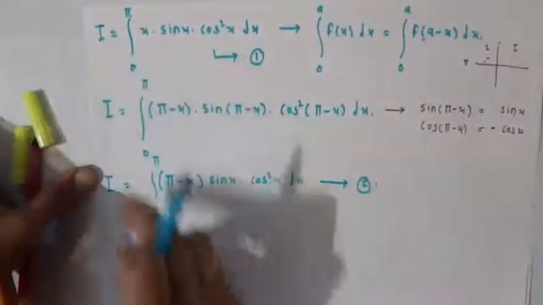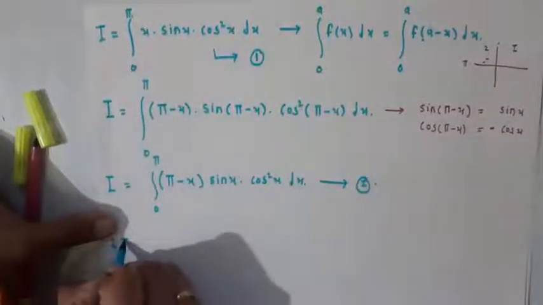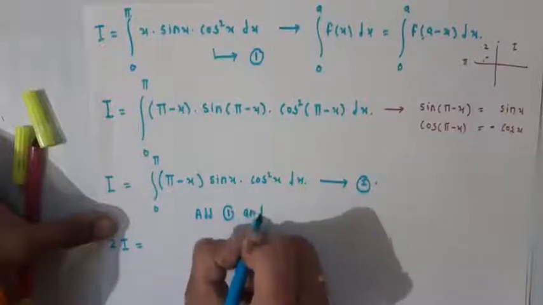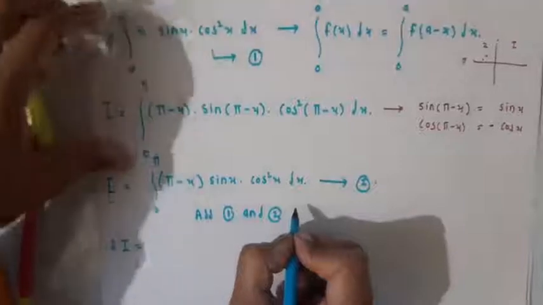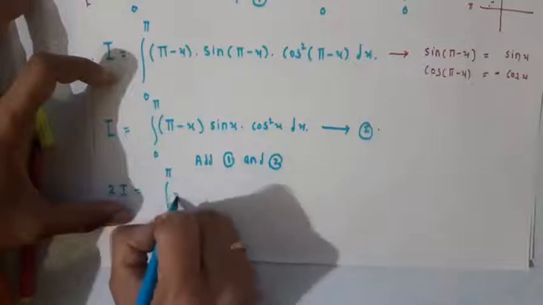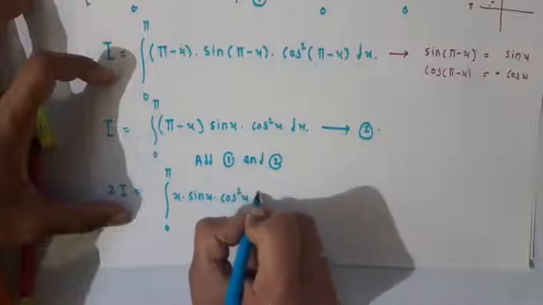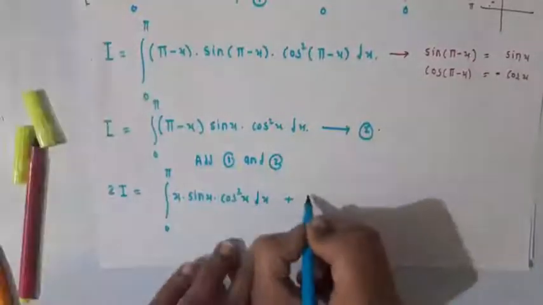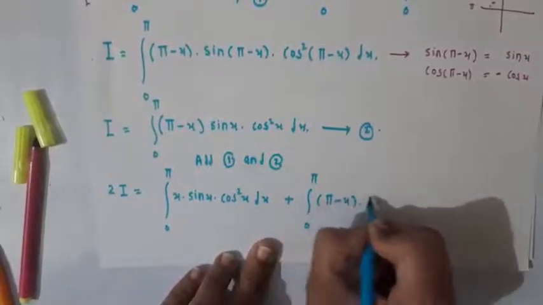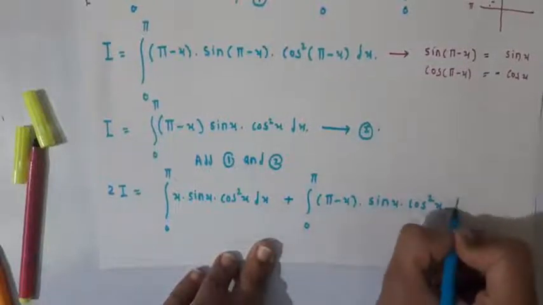let us add first and second, means at LHS I plus I, that will be 2I, add 1 and 2, we will get this is equal to integration 0 to pi x into sin x into cos square of x with respect to x plus 0 to pi pi minus x into sin x into cos square x with respect to x.